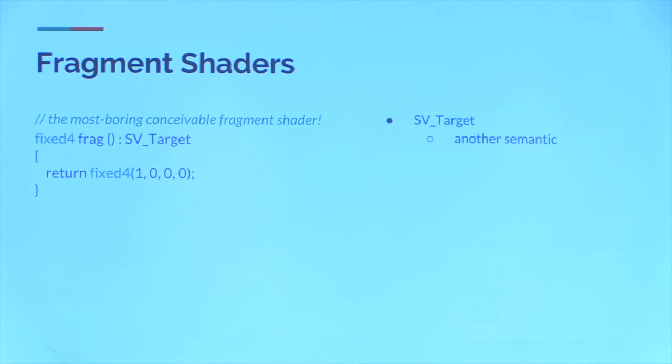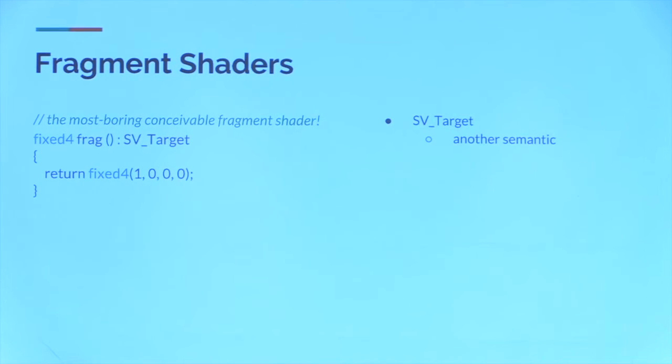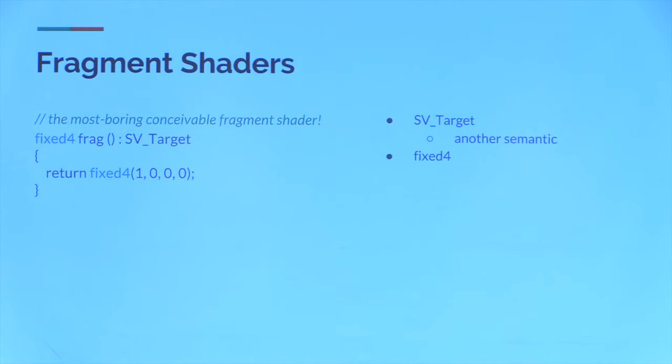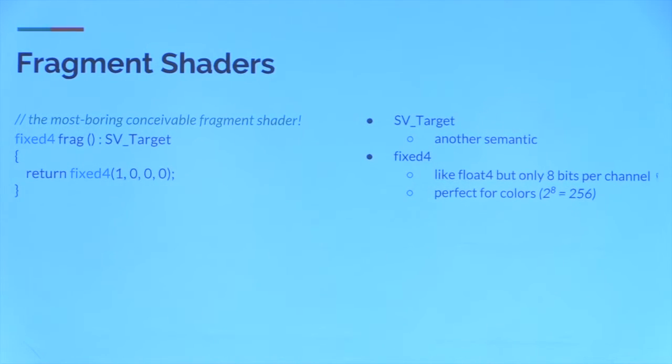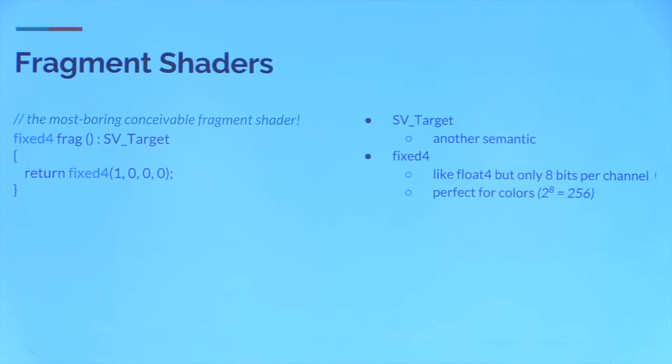So we've got another semantic here, boring DirectX stuff. It has to be there, that colon, SV_Target, whatever. We've also got fixed4. It's just like float4, but it's only 8 bits per channel, which is perfect for colors because 2 to the 8 is 256, and you can only have 256 values of red or whatever.